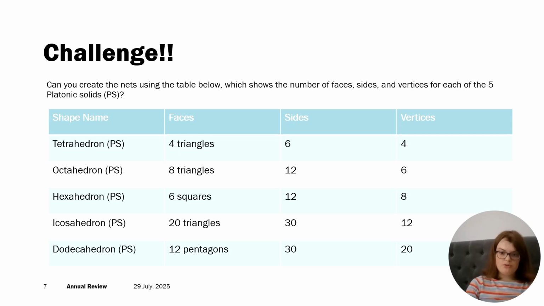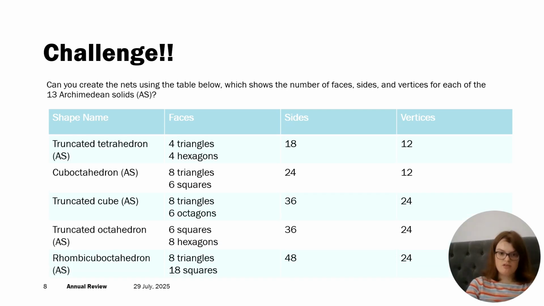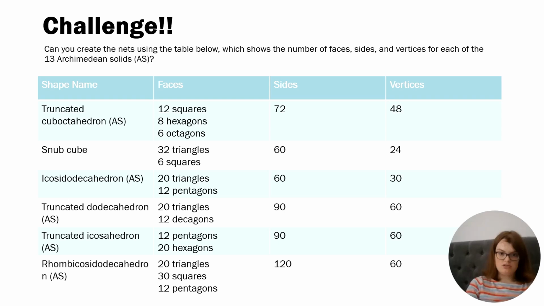My challenge for you is that in the next part of the video, I've already guided you how to make a cube, but I want you to try some of these others that I've listed in the following PowerPoint slides. So this slide is the Platonic solids. We've got 5 of these, and then come the 13 Archimedean solids.